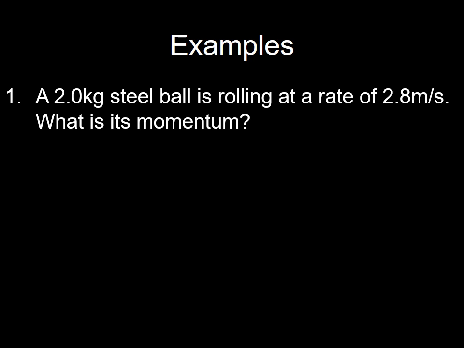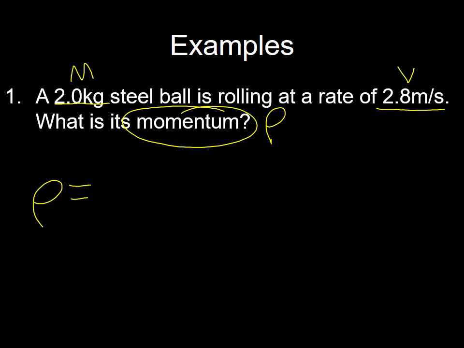In this first example, we have a 2 kilogram steel ball bearing that is rolling at a rate of 2.8 meters per second, and we want to know what the momentum of this ball bearing is. So the first step when I solve a problem is to identify. So I have 2 kilograms, which is a mass. I have 2.8 meters per second, which is a velocity, and I'm asked to solve for momentum. If I look at my momentum formula, I have momentum is mass times velocity. So that was my second step, writing the formula.